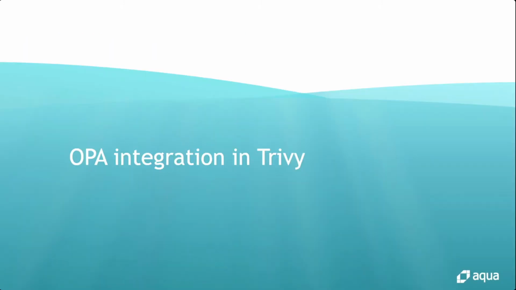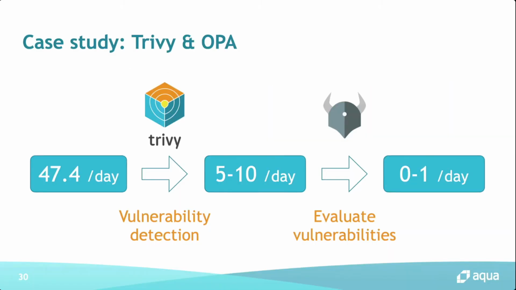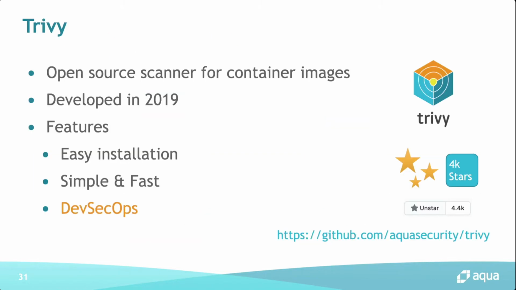As a case study, here's a look at the OPA integration in Trivy. In this example, Trivy scans an image and detects vulnerabilities. Then OPA evaluates the result. Okay, so before that, let me explain Trivy a little. It's an open source scanner for container images. Trivy has a bunch of features, and especially it can be integrated into CI systems such as GitHub Actions and Jenkins easily.